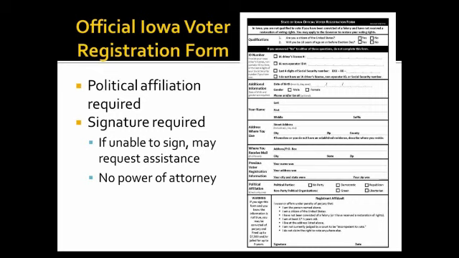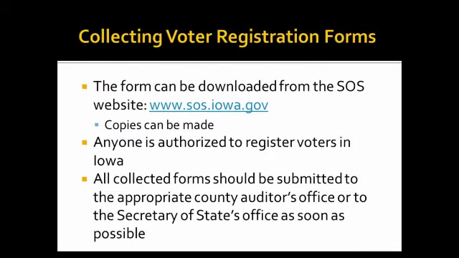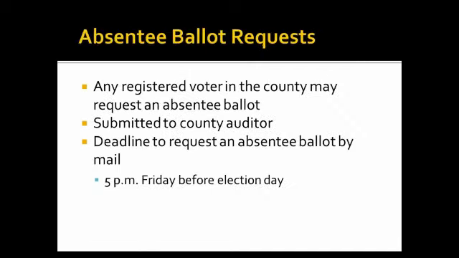Collecting voter registration forms. The forms can be downloaded from the Secretary of State's website at www.sos.iowa.gov. Copies can be made by any person who downloads the form. Anyone is also authorized to register voters in the state of Iowa. There are no special registration requirements for this activity, but all collected forms should be submitted to the appropriate county auditor's office or to the Secretary of State's office as soon as possible after they are collected, so the registration forms can be processed and the voters can be added to the voter rolls.